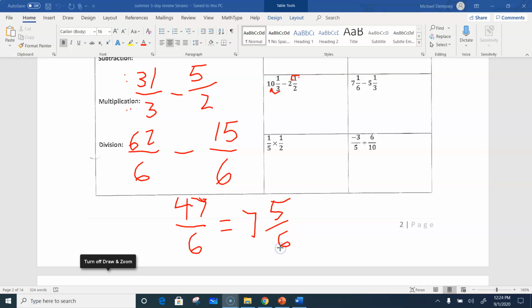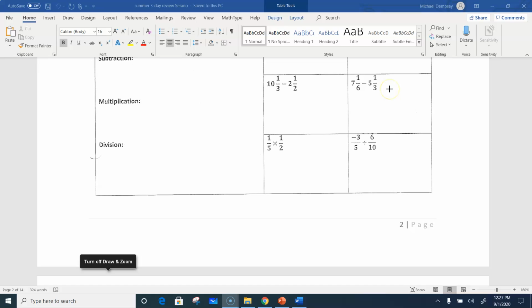It's almost 8, right? Because if it's 48/6, we would just have 8. So this should just be 7 and 5/6 if we did that correctly. So I'm going to pursue this one similarly. I'm going to take 6 times 7, which is 42, plus 1 is 43 over 6, minus 3 times 5 is 15, plus 1 is 16 over 3.